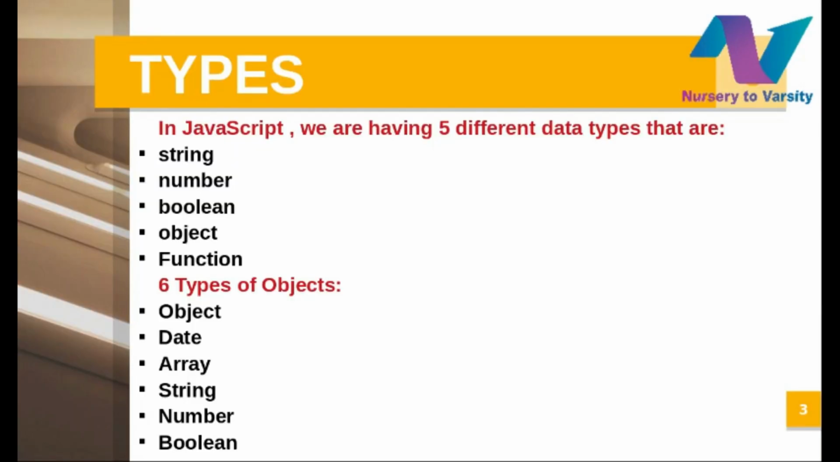The first one that we are going to discuss is type conversion. As we discussed in the previous video, in JavaScript we have 5 different types of data types. These are string, number, boolean, object and function. And we have 6 types of objects. These are object, date, array, string, number and boolean.